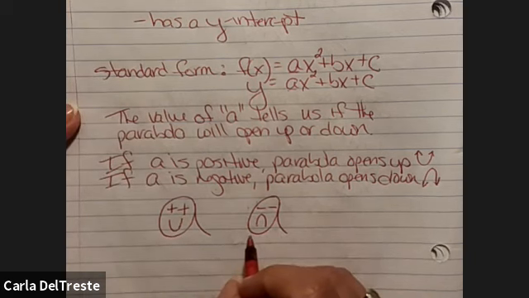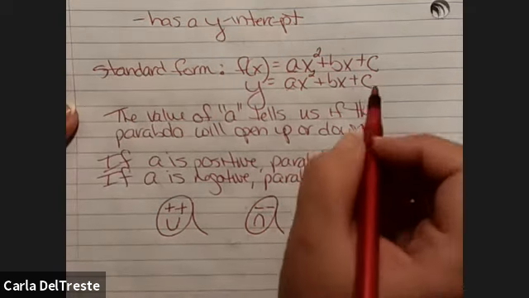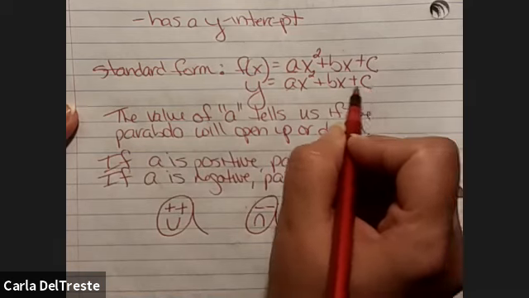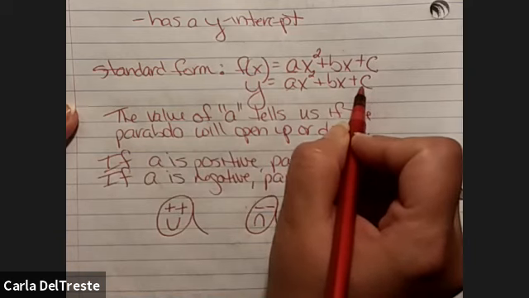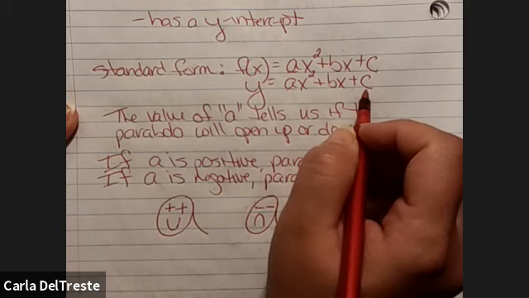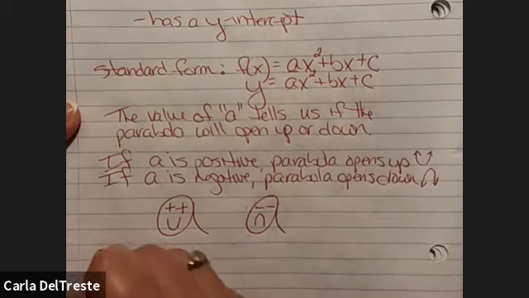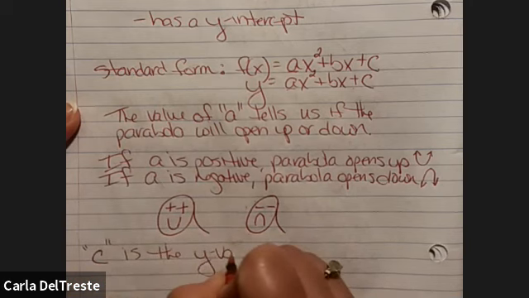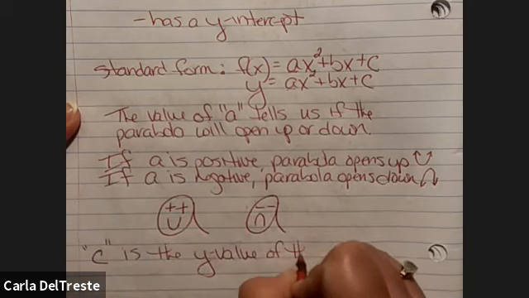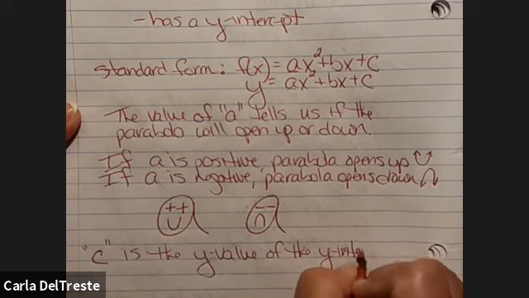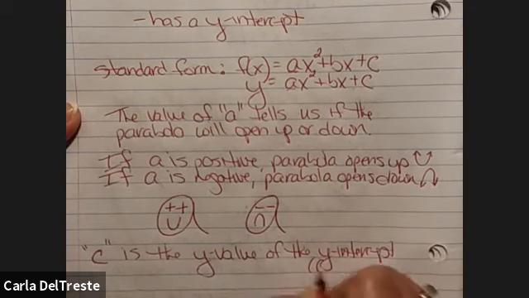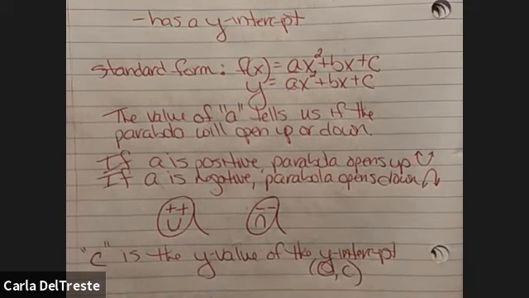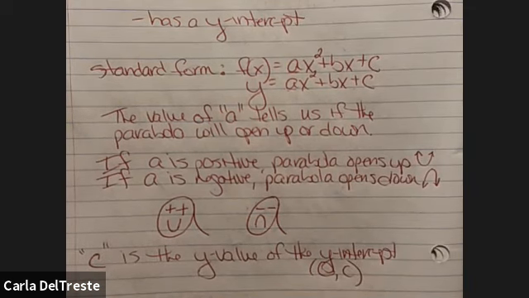It also turns out, very much like linears, that this constant, this c that's by itself here, is the y-intercept. So c is the y value of the y-intercept, (0, c). Okay, so if you see that value, you know you have the y-intercept of (0, that value).